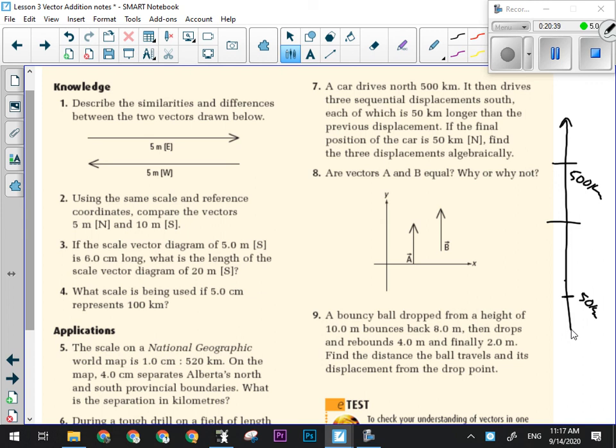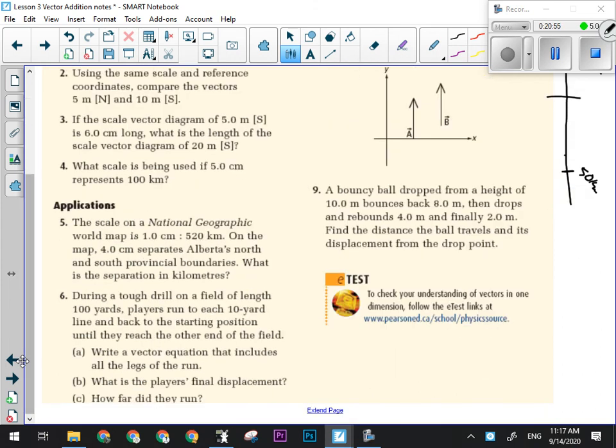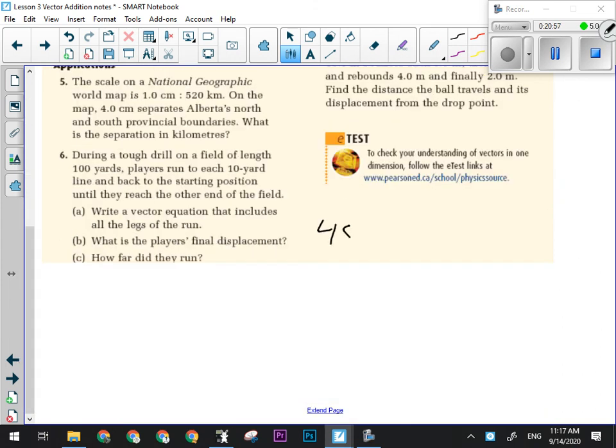450. Okay, they went north 500 kilometers, then they came back in 3 separate trips to a point where they ended up 50 kilometers north of where they started, which means those 3 parts of the trip add up to 450 kilometers. Is everyone okay with my logic there? All right, so here's where I've got to get algebraic. I know that 450 kilometers is my sum.